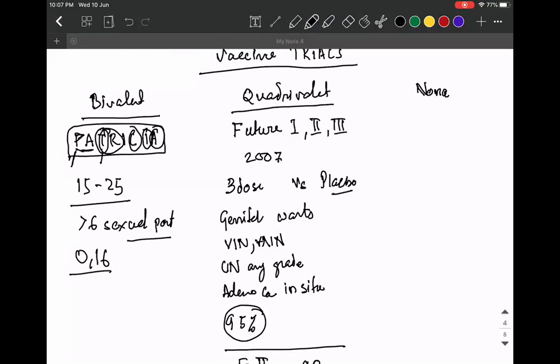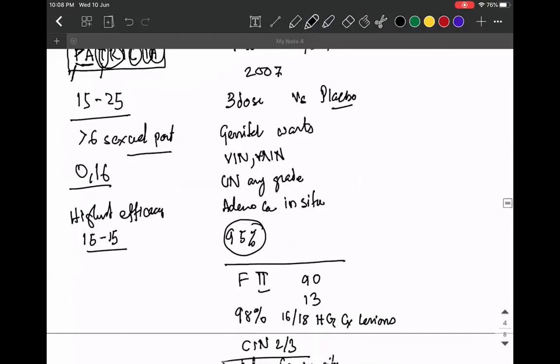And again, it had arms. They tried to check for the immunogenicity. So immunogenicity was compared between the HPV vaccine and a hepatitis A vaccine, and it was seen that efficacy is highest in the age group of 15 to 17 years. So highest efficacy in the age group of 15 to 17 years. Okay, and the efficacy progressively decreases as we go beyond that.